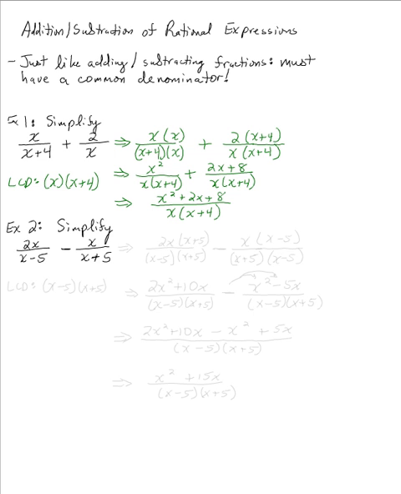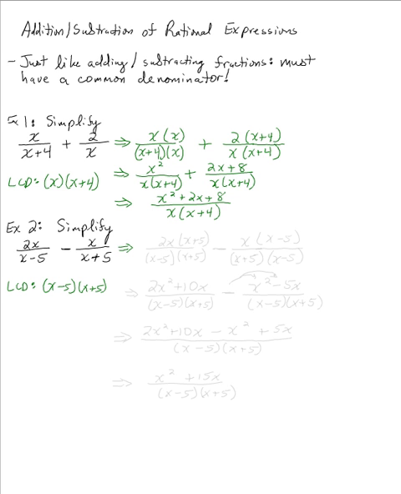So here's the second example. 2x over x minus 5 minus x over x plus 5. So now, our LCD, as before, since it doesn't appear that we can factor these any further, the LCD would be x minus 5 times x plus 5.